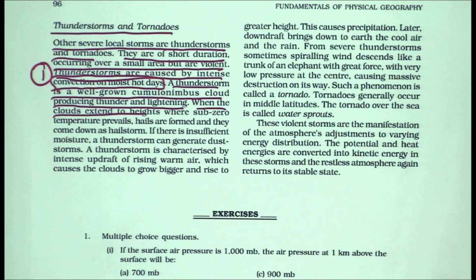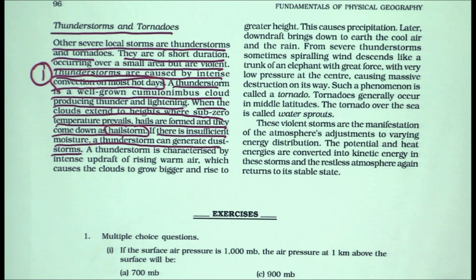When the cloud extends to the height where sub-zero temperature prevails, hails are formed and they come down as hailstorms. If there is insufficient moisture, a thunderstorm can generate dust storms also. Dust storms, which we learned in the last video, as dust devils as well.